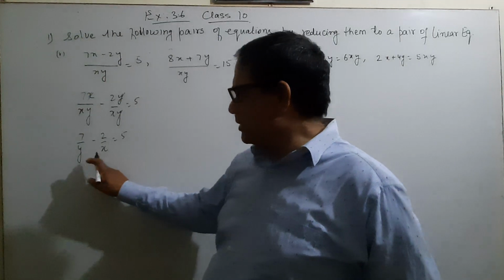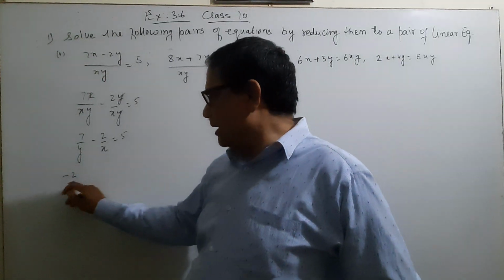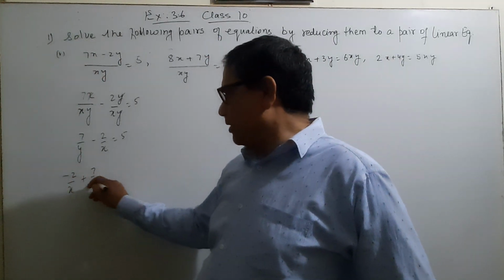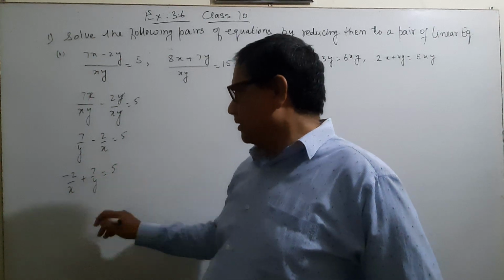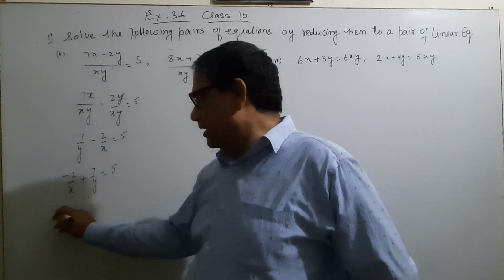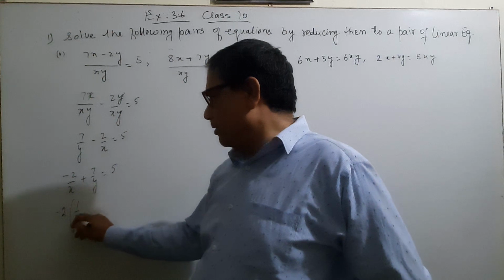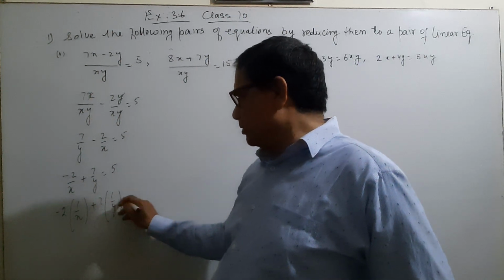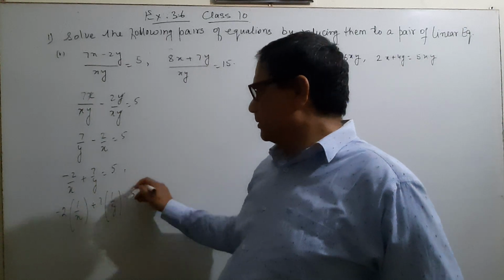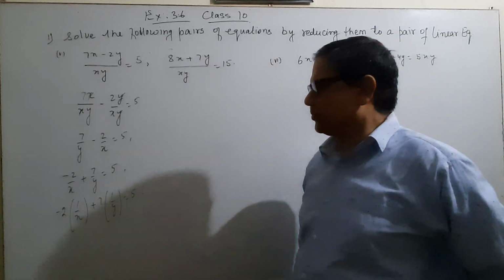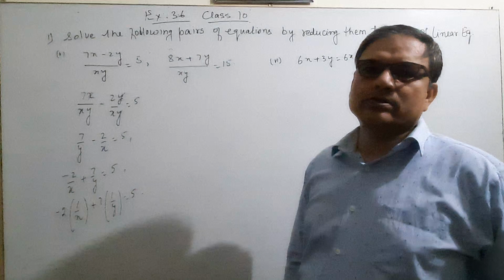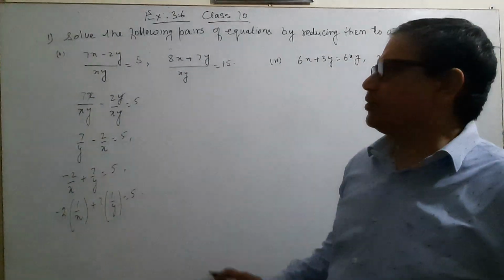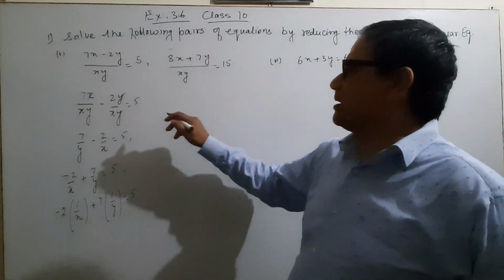And then we have to write first the x term: minus 2 upon x plus 7 upon y is equal to 5. And how can we write this one? Minus 2 bracket 1 upon x plus 7 bracket 1 upon y is equal to 5. This is the simple form, which is similar to question 1 part 1, and now it is the same as it.